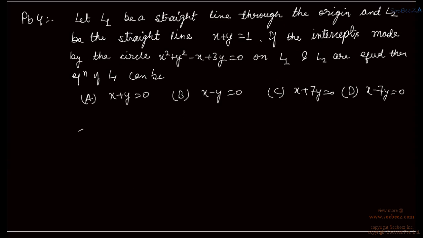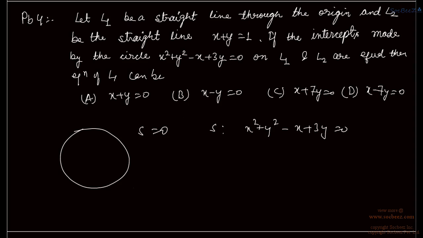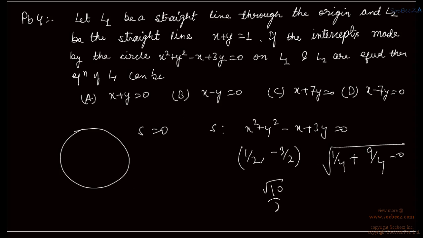Okay. So we have a circle. Say this is a circle S is equal to 0, where S is x square plus y square minus x plus 3y is equal to 0. Okay. So the center of the circle is minus g, which is half, and minus f, which is minus 3 by 2, and its radius is root of g square plus f square minus c, which is 1 by 4 plus 9 by 4 minus 0 under root. Okay, so 1 plus 9 is 10 by 4, which is root 10 by 2. Radius is root 10 by 2.